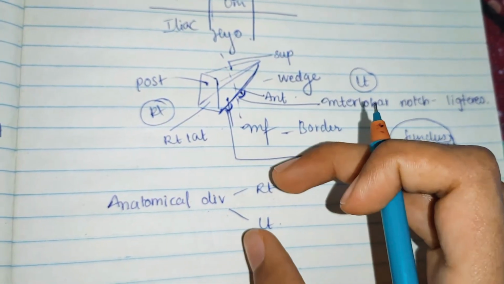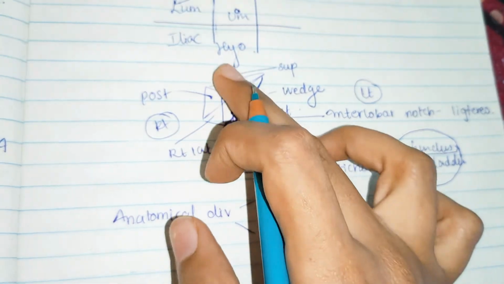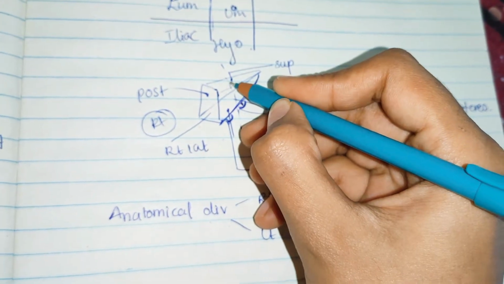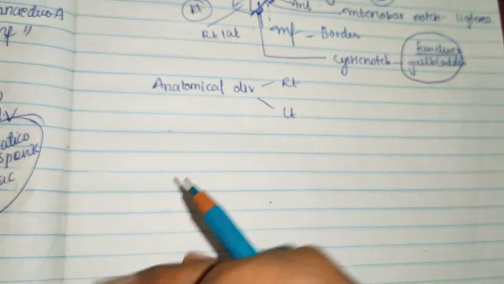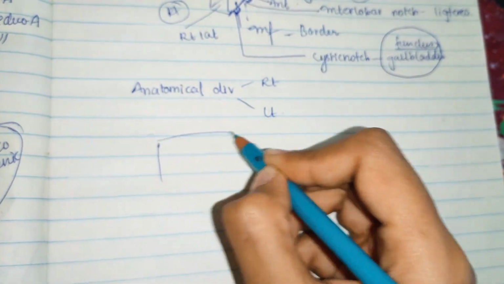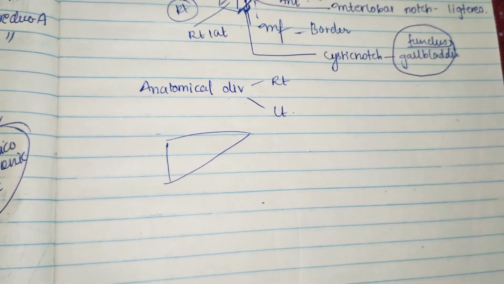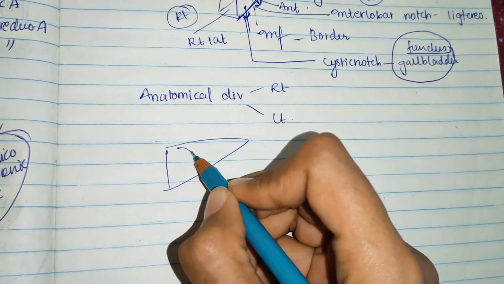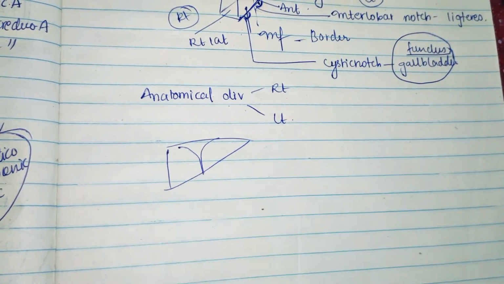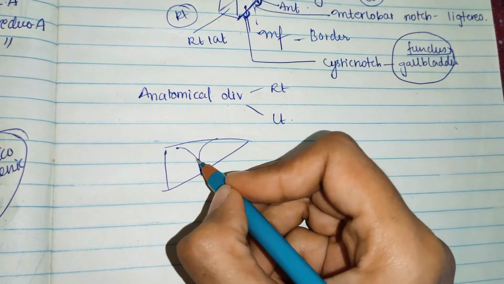Mainly, the right and left lobes are divided because of the falciform ligament. So let me draw another diagram. For example, this is the liver. Here lies a ligament called the falciform ligament. So let me mention it.